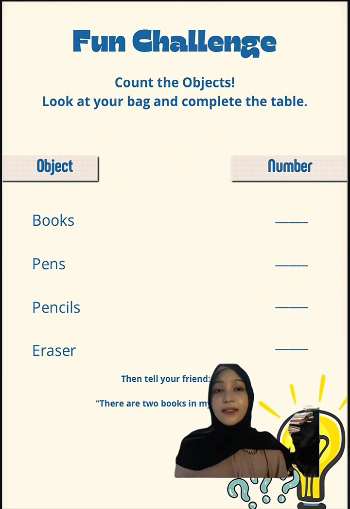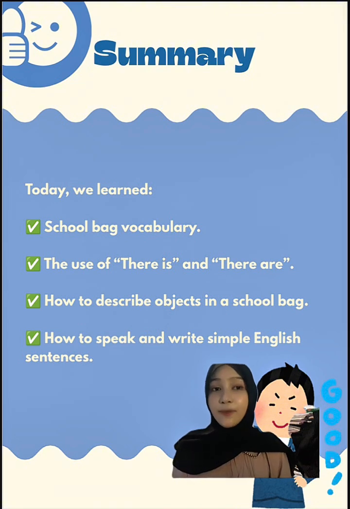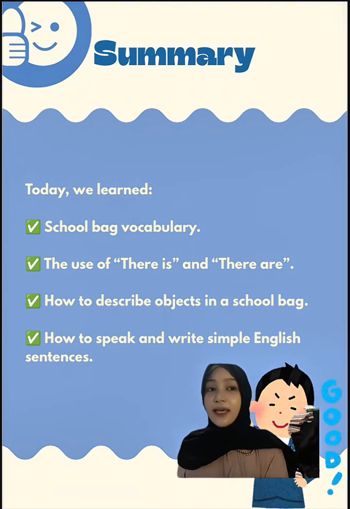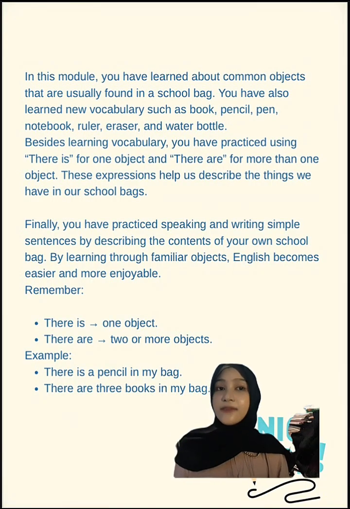Next, the summary and references. At the end of the module, there is a summary that reviews the key points of the lesson, especially the vocabulary and the use of there is and there are. So the module also includes references from reliable sources such as Cambridge Dictionary, Oxford Learners, and English for Nusantara.